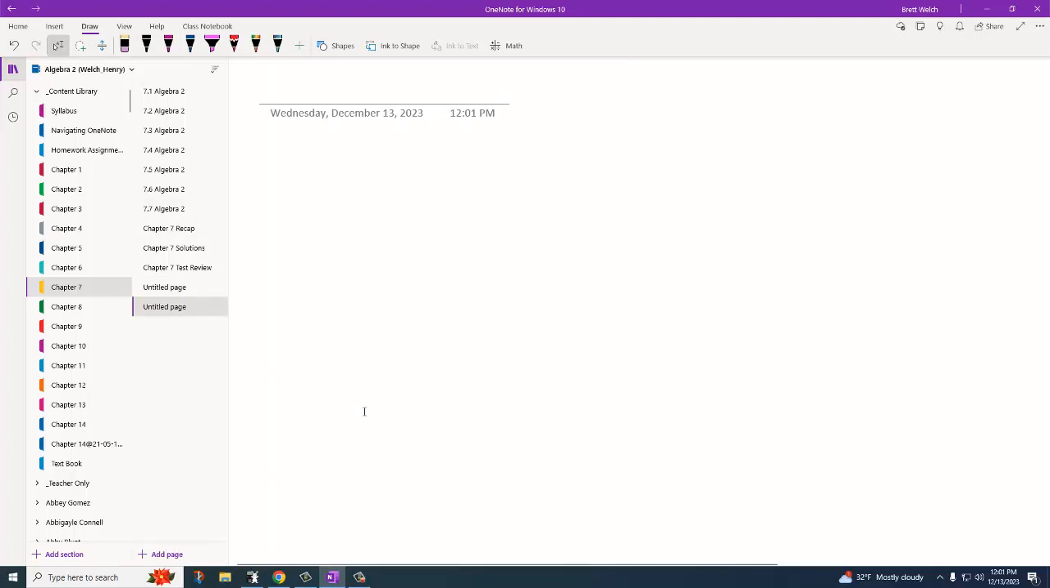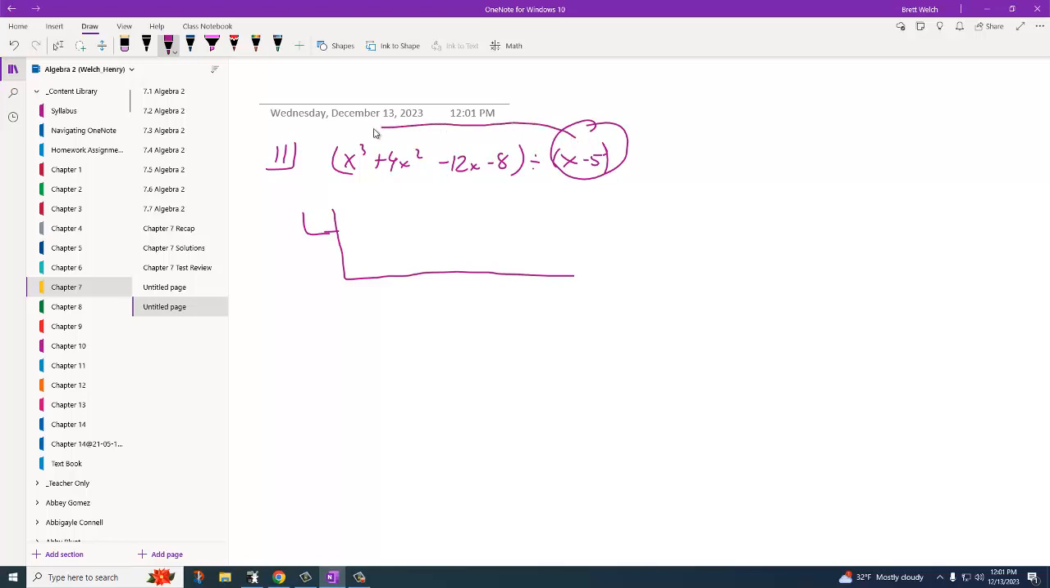All right, questions number 11, 12, and 13 are all still tied to this idea of polynomials. So number 11 says we've got x to the 3rd plus 4x squared minus 12x minus 8, and we want to divide that by x minus 5. So we're going to use synthetic division, which is the one where we set up the box. We got the bouncer, all that stuff. The bouncer is always the opposite of what's with x if it's in a grouping. So I'm going to come over here, say that that's going to be a +5.